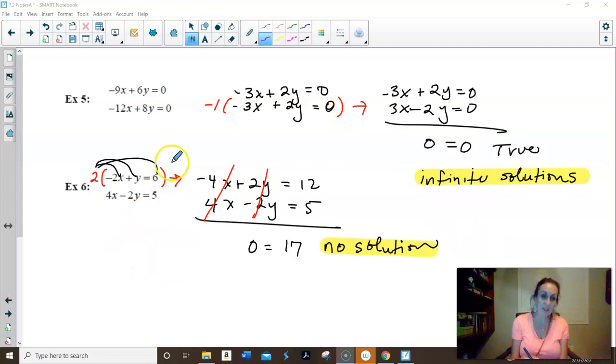Example number 6, I multiplied the top equation by 2 and everything canceled, but I ended up with something that wasn't true: 0 equals 17. Therefore, example 6 was no solution.